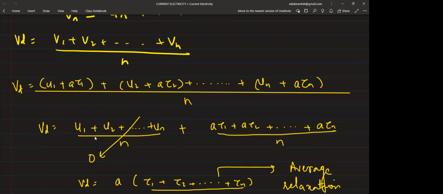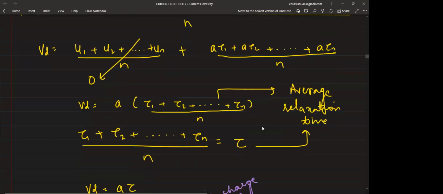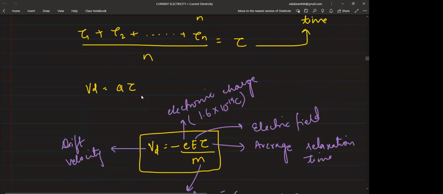See, this is what I was discussing with you, that this will be 0. U1 plus U2, this entire term, will be 0. So what are we left with? A tau 1, A tau 2, A tau 3 and so on. So what is the drift velocity? This is the average relaxation time, the average of all the relaxation times. So the average relaxation time, we take it as tau. So what is left? Drift velocity Vd is equal to A into tau.